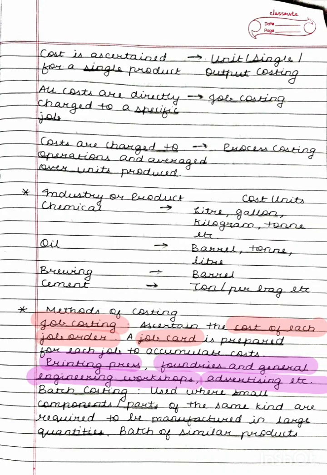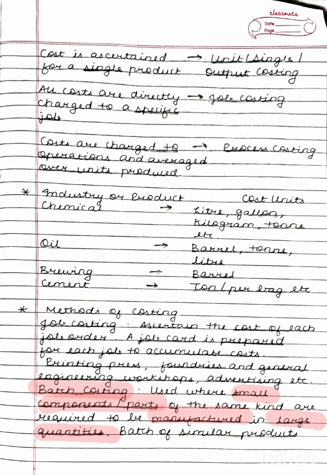Methods of costing. Job costing. The objective under this method of costing is to ascertain the cost of each job order. A job card is prepared for each job to accumulate costs. The cost of the job is determined by adding all costs against the respective job. This method of costing is used in printing press, foundries and general engineering workshops, advertising, etc.